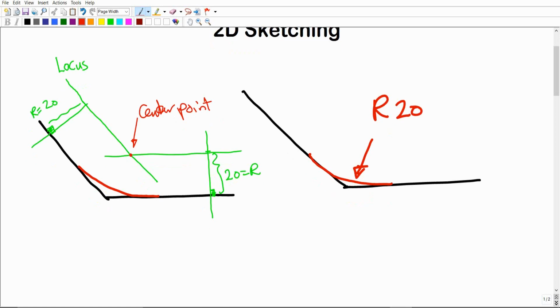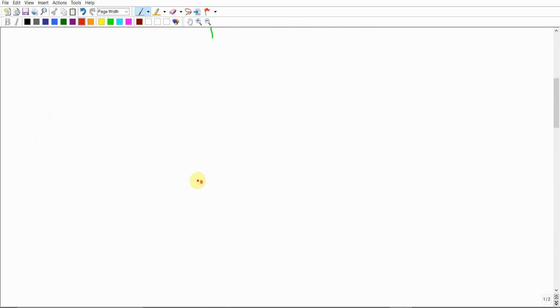So this is for the first case, where we do have a curve that is tangent to two lines. The key idea is just to draw two lines parallel to the original given line. How about if we do have a curve that is tangent to two circles? Like we do have one small circle, for example, in this case, and we do have another big circle.